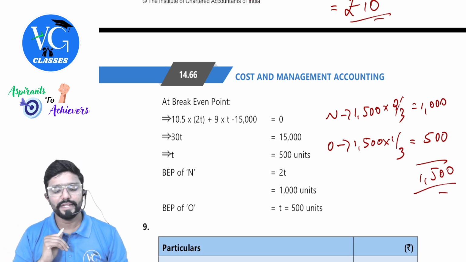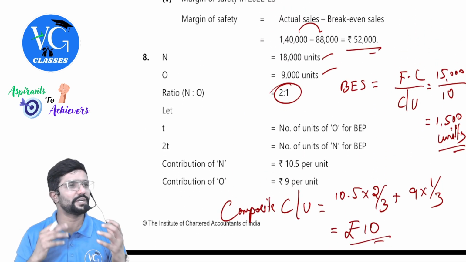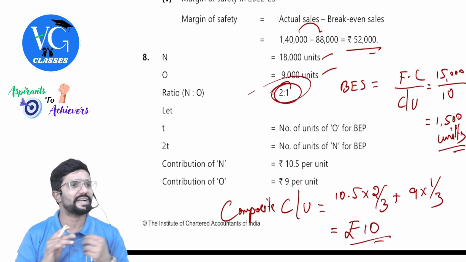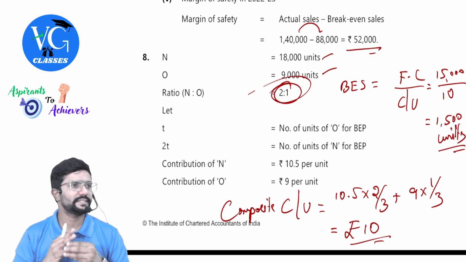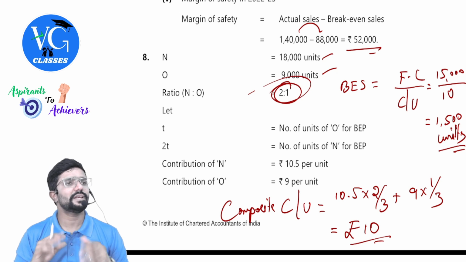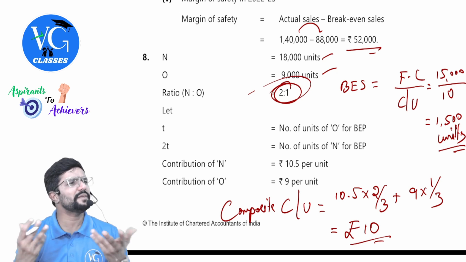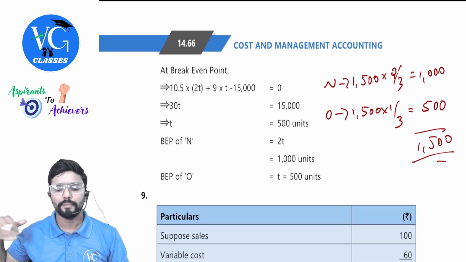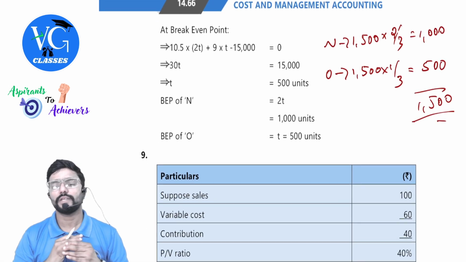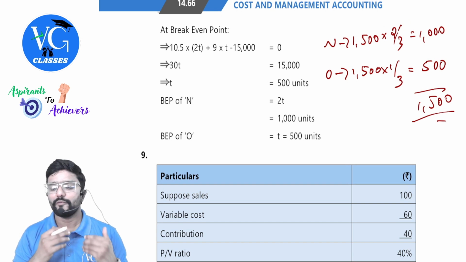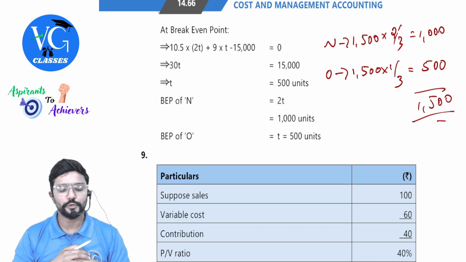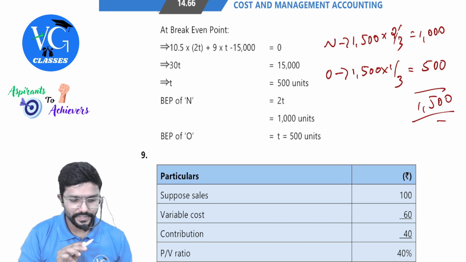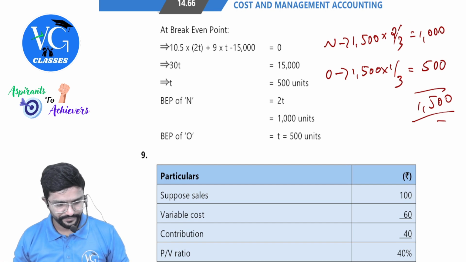Yes. And here they have taken 2T, 1T and all. The 2T and 1T is nothing but the ratio, guys. That's all. Clear? This is how we have learned. Same way you do, you get the same. Sir, what if they have asked in rupees? Multiply with selling price. Whatever units you have got, multiply with selling price: 1,000 into selling price of N, 500 into selling price of O, if they have asked in rupees, guys. Okay, sir. Let us march ahead.